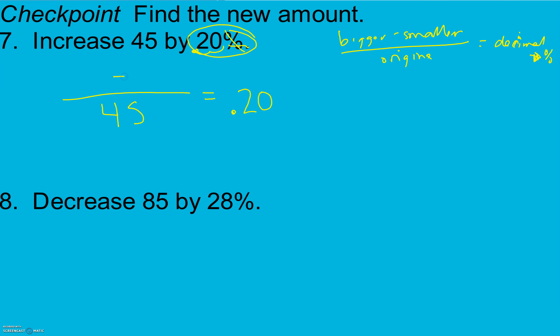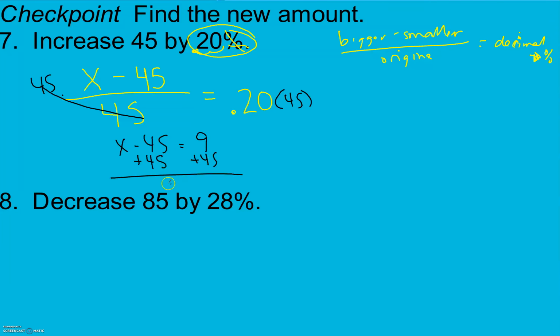So we know we're still going to subtract here. We increased 45. So does that mean 45 is bigger or smaller? It means that 45 is going to be the smaller piece, because to increase it, that means we added to it. So we're looking for a new amount, and that's going to be our bigger value. First step, get rid of division by multiplying. To get x by itself, we are going to add 45. And we get 54. So the new amount was 54.